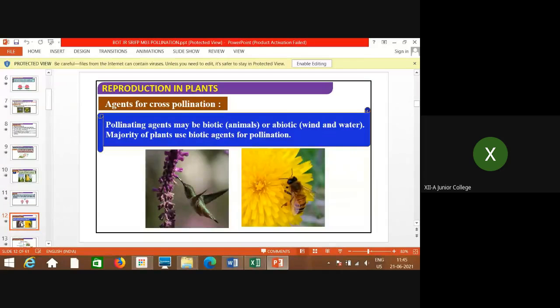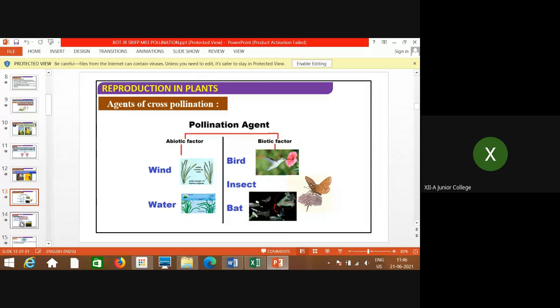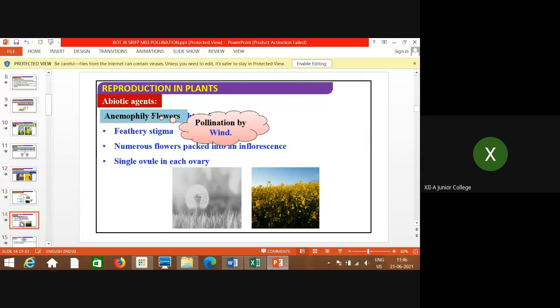Then agents of cross pollination: biotic agents are animals, birds, humans, bats, snakes, whereas maximum are abiotic, and only wind and water are abiotic agents. So you can learn this with the help of this diagram. Pollinating agents: abiotic, wind and water; biotic, such as bird, insect, bat, etc. Now under abiotic, anemophily means by the agency of wind, where there is feathery stigma, numerous flowers, and generally they are present in inflorescences, right?